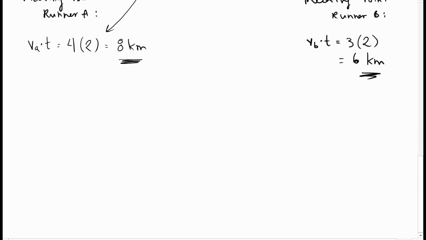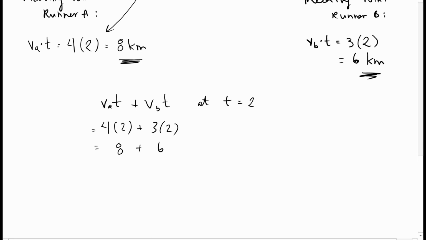To verify that this is correct, and this will be the last step in checking our work, we are going to take both the distances that we calculated to see if they add back up to our original distance of the road, which was given to us as 14. So we simply take V_A T plus V_B T at t equals 2. We plug those in, which we know are 8 and 6. And we know that 8 plus 6 is 14. So we know in the end that indeed we got the right answers, where the meeting point is going to be 8 kilometers from the starting point of runner A and 6 kilometers from the starting point of runner B.